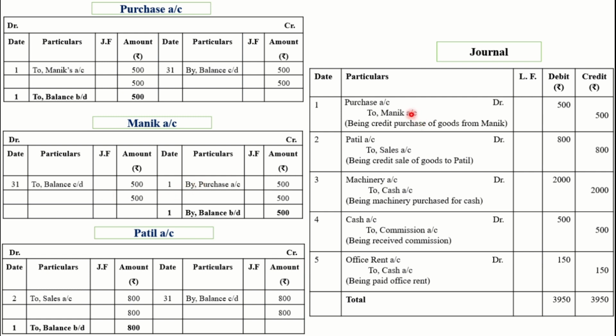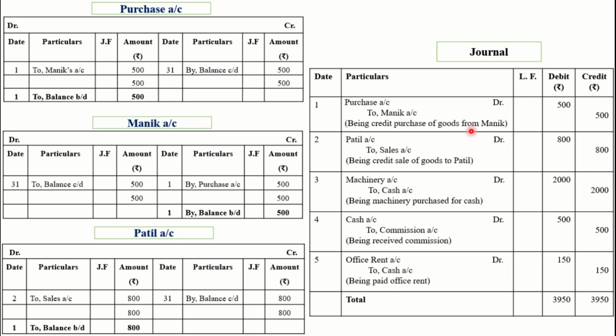Now after Manik, there is a Patil account. Patil account ledger. Debit side, credit side. Here Patil account entry is on debit side. That transaction's credit account is sales account, which is recorded on the credit side, and that we record on the debit side. Okay. Date second, to sales account 800.